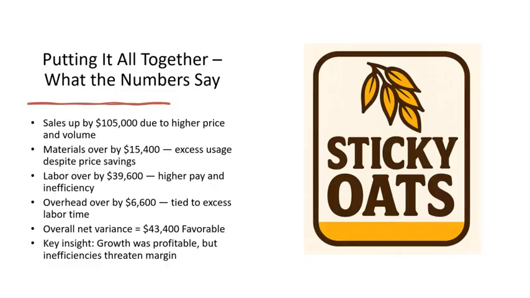Labor was 39,600 higher because of a higher hourly rate and a higher number of hours that workers used to put together all of the oats that were sold. Overhead was 6,600 higher, tied directly to the excess labor time. Overall net variance 43,400. The key insight here: growth was profitable, but inefficiencies really threatened the margin.